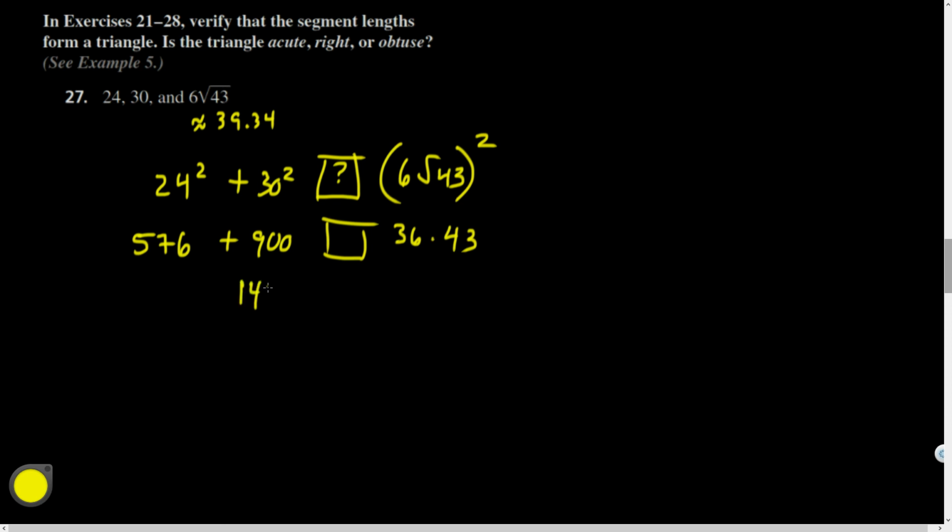So this is 1548. So because the hypothetical hypotenuse was larger, this is an obtuse triangle.